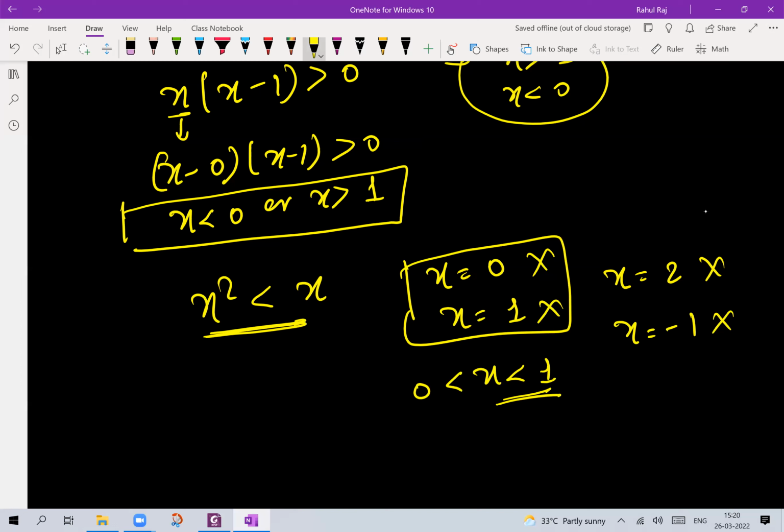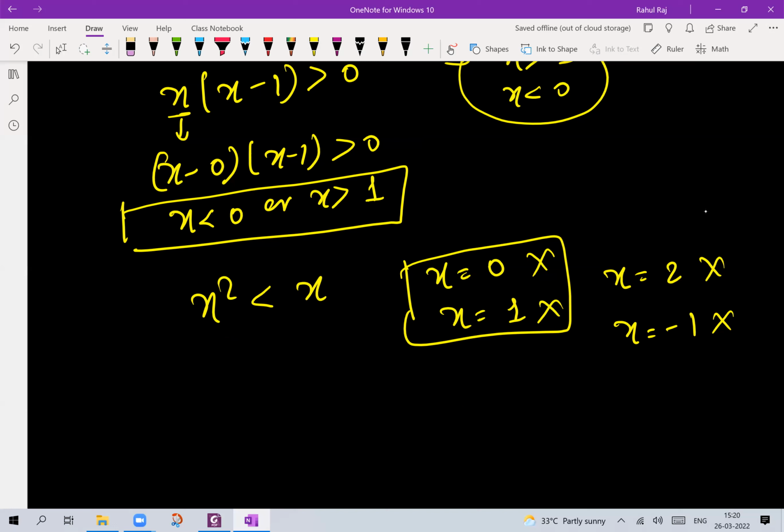Agreed? So for this particular stuff, this will be possible. You take half square less than half, yes, because half square becomes 1 by 4. 1 by 3 square is less than 1 by 3, yes, because it becomes 1 by 9. Agreed?